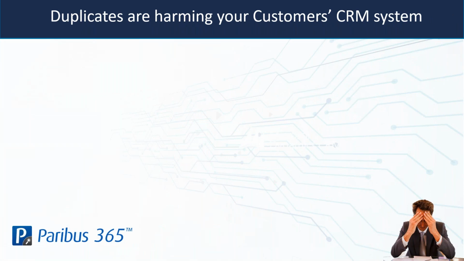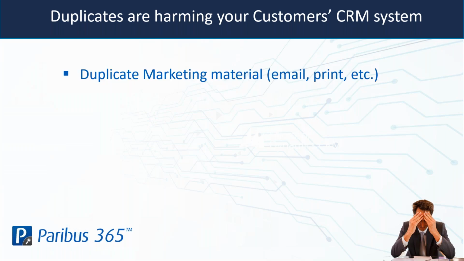Now, to fully understand the power of Paribus 365, let's discuss the negative impact duplicates have on your customer's CRM system. So for example, duplicate marketing material. CRM systems can have thousands, even tens of thousands of duplicate records, as we've all seen. Now imagine the additional costs your customers might incur sending duplicate emails or printing and sending postcards, flyers, catalogs. Now multiply that by the number of marketing campaigns they're running per year. That can really add up.